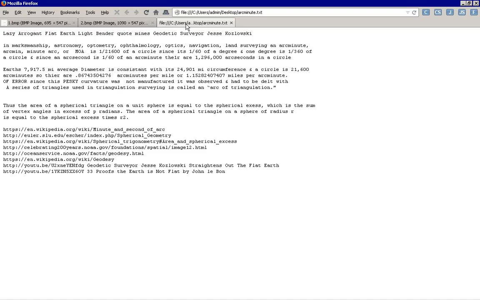And that is consistent with its average diameter of around 7,917.5 miles in diameter. So it's consistent and shows up almost everywhere. Unless you're looking at an area that looks like a flat dent in the Earth, you're going to run into this. It doesn't go away. You can't wish it away. You can't pray it away, and you can't argue it away. It exists.